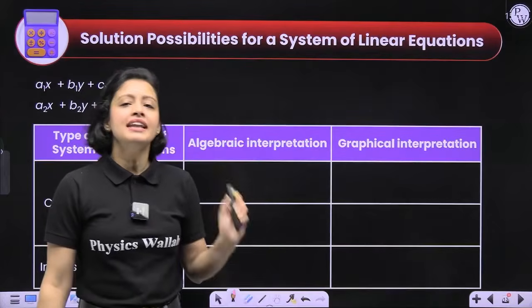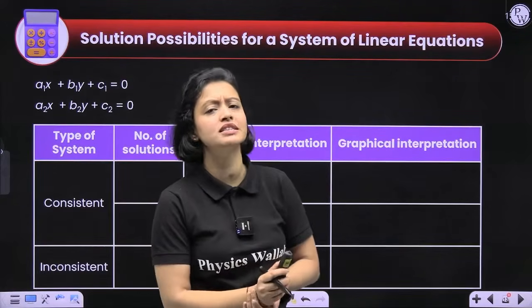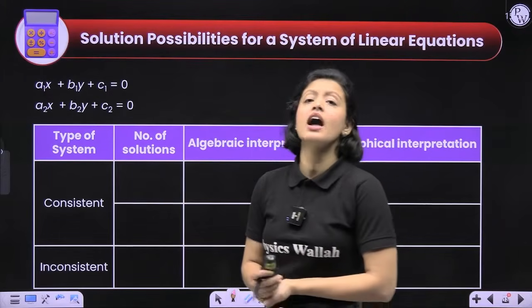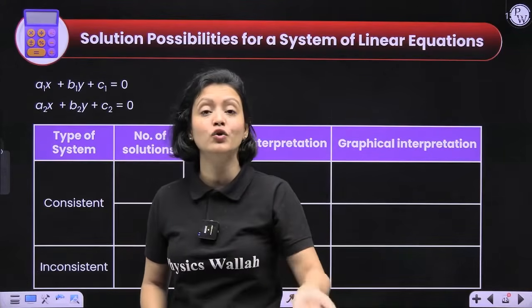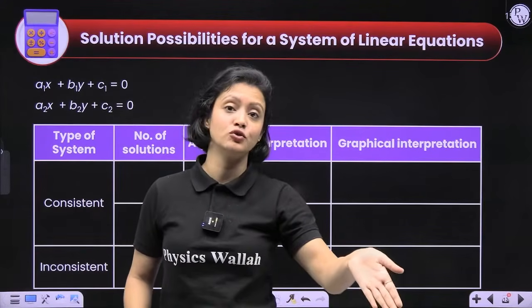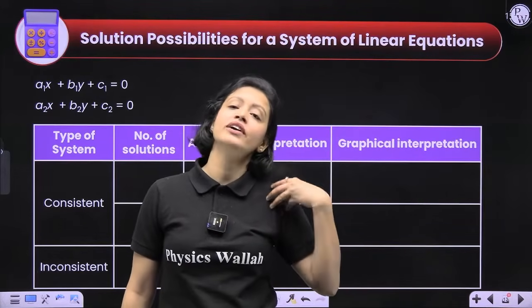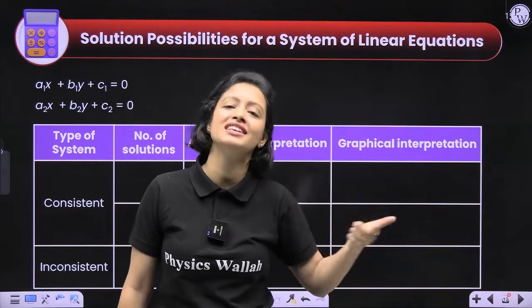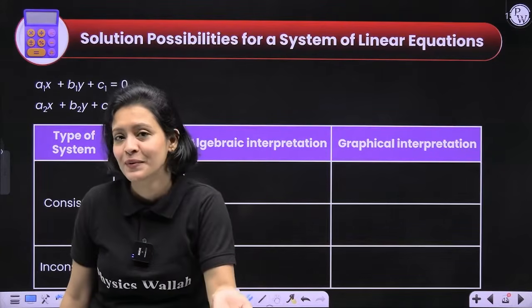Okay. Now, let's talk about how we can find out whether a system is consistent or inconsistent, and how we can find out whether the pair of linear equations has a unique solution or infinite solutions. I don't want to find the solution, but I need to figure out whether the system has a unique solution, no solution, or infinite solutions. So how can I do that? Is there a shortcut? Yes, there is.